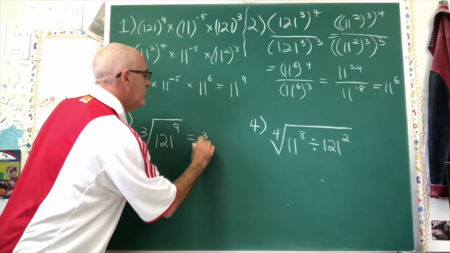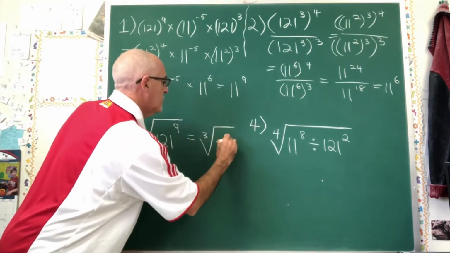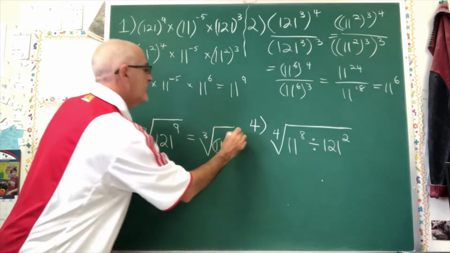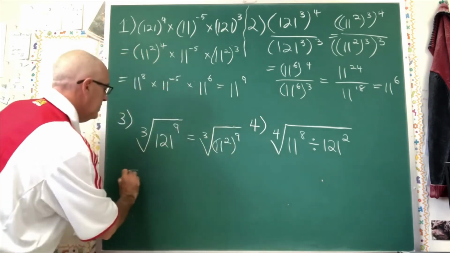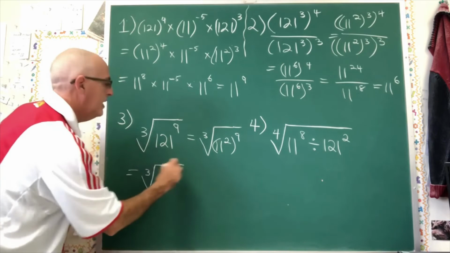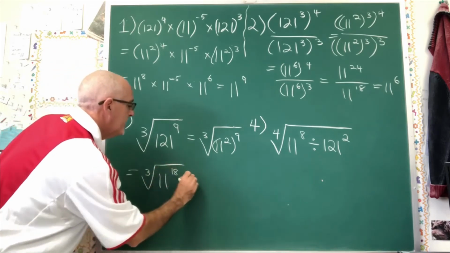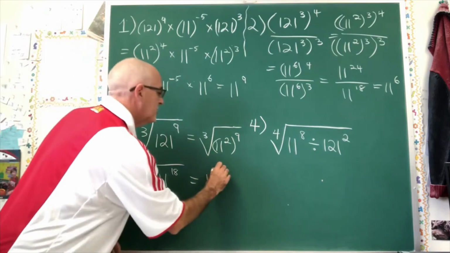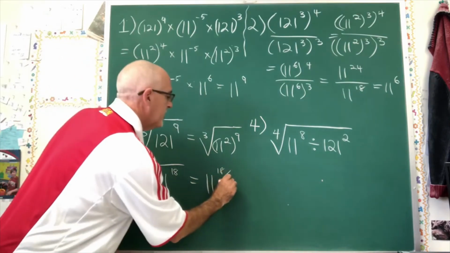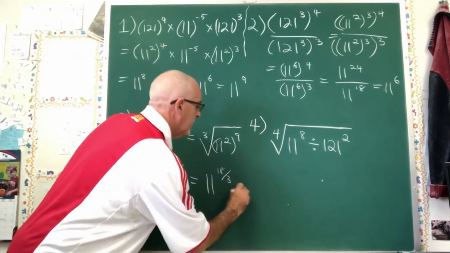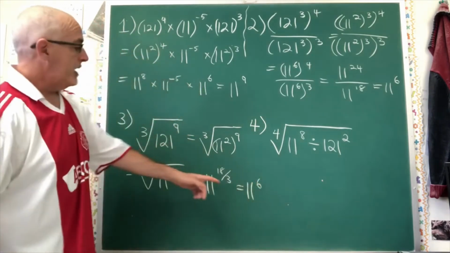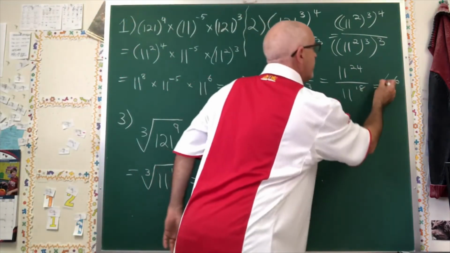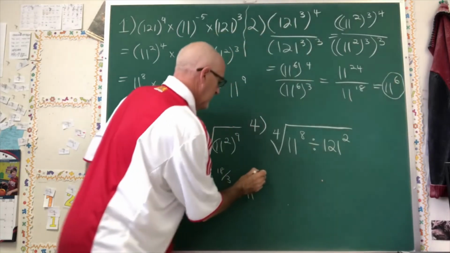Okay, now we have another 121. We have a cube root of 11 squared to the 9, which is cube root of 11 to the 18. Converting into exponential form, same base, 18 becomes my numerator, 3 becomes my denominator. 18 divided by 3 is 6, so I have 11 to the 6. And that is equivalent to this one. So we have found two that are equivalent.